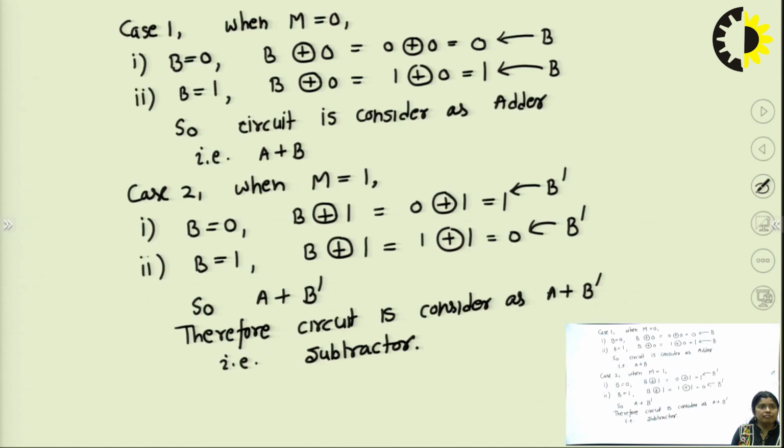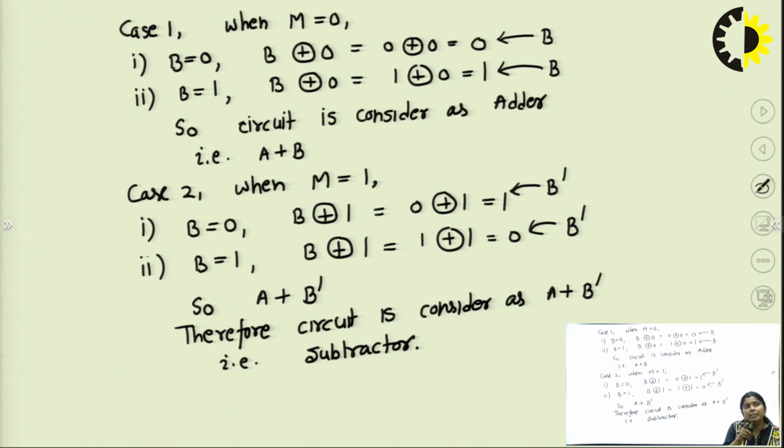In case 1, M equals 0, and in the second case, M equals 1, and the B value will be XORed with this M. In the first case, because B is again a 1-bit value, it may be possible that B is 0 or B equals 1. When B equals 0, then B XOR M, where M is 0, is 0 XOR 0. Apply the operation so that the resultant will be 0.